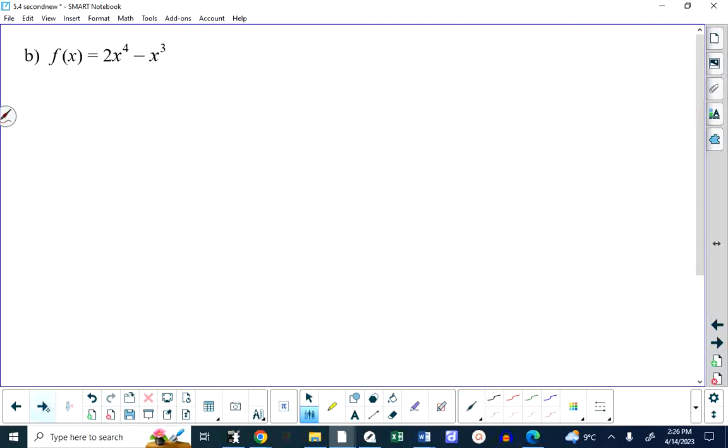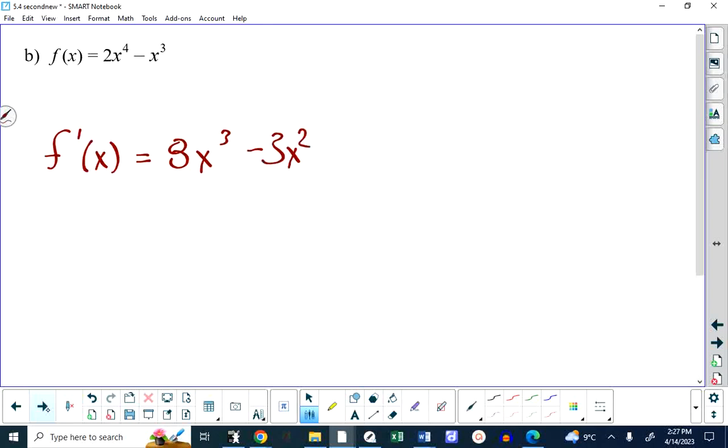All right, let's try one more. I mean, this is a fairly simple function in terms of analyzing it. There's not much to it. I'm going to do the prime notation this time. 8x cubed minus 3x squared.